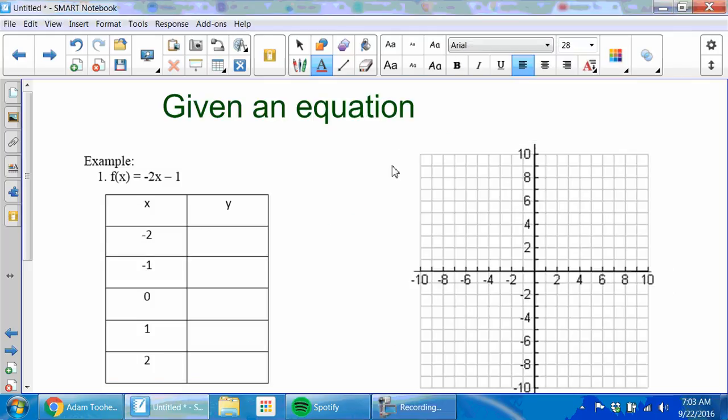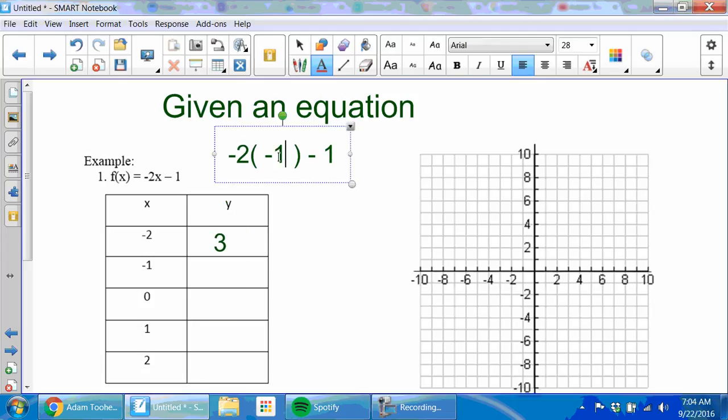The next one is given an equation. Once I get the equation, I have to calculate it and find what the y value is by plugging in my x value. In order to do that, on my calculator, I will type in the function rule, -2, and instead of writing x, I will put parentheses and put whatever number I have for x in there. So for the first part, I would put a -2. -2 times -2, that's +4 minus 1. That gets me 3. So I will put a 3 here.